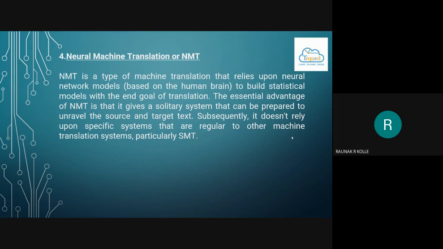Then we come to neural machine translation, or NMT. NMT is a type of machine translation that relies upon neural network models based on the human brain to build statistical models for the purpose of translation. The essential advantage of NMT is that it gives a single system that can be trained to decode the source and the target text. Subsequently, it does not rely upon specific systems that are common to other machine translation systems, especially SMT.